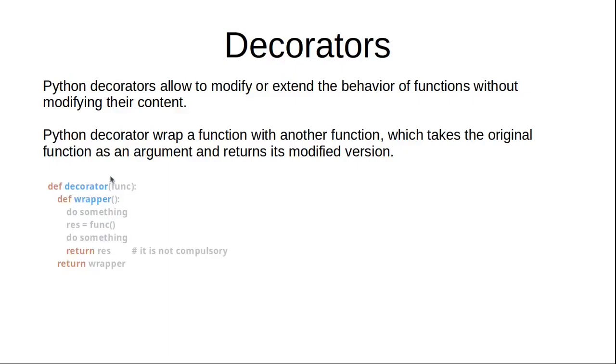You create your decorator, which takes one argument, the function, and in the decorator function, you define another function, a wrapper function, in which you do something, you execute the function and assign the result to a variable called res. You do something else and return the value of the execution of the function, but it is not compulsory, at the end of the wrapper function, and the decorator function returns the wrapper.